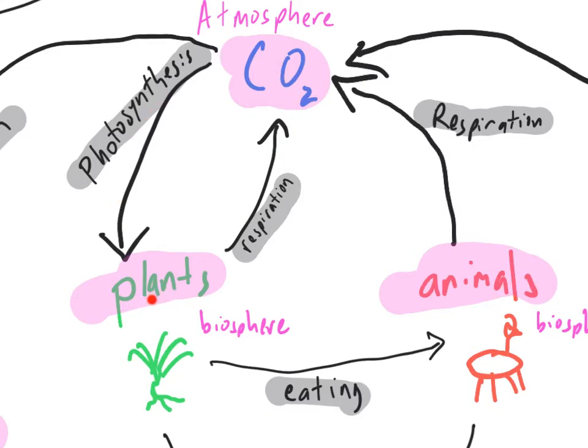Some of the plants are being eaten by animals. So we've got eating here. All of the black lines are transfers. All of the pink things are carbon reservoirs. So the carbon is being transferred from plants to animals through eating, and then the animals are doing cellular respiration. And when the animals do cellular respiration, they put carbon dioxide back into the atmosphere. So the atmosphere is another carbon reservoir, and it's holding carbon in the form of carbon dioxide. It'll also have some other types of carbon, methane, maybe some carbon monoxide. So that is kind of our core carbon cycle.